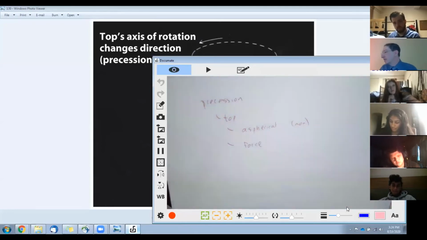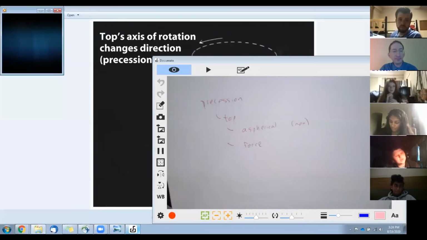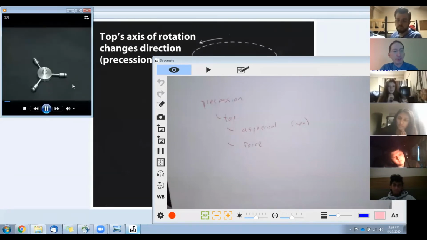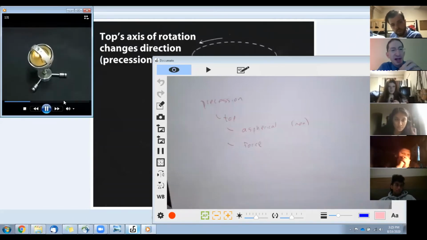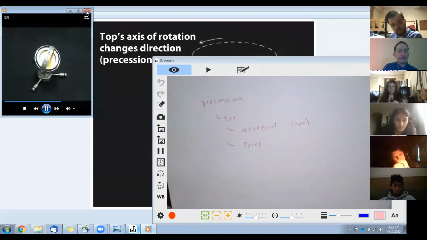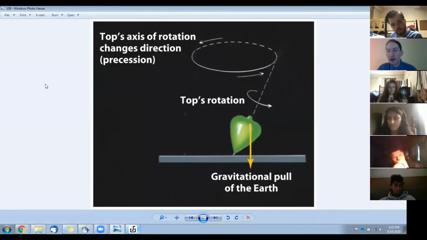I also have a little movie here of the top in case you didn't quite understand it from looking at it from the top of the top. It's the exact same model. So this is what I saw from the side, just spinning around like that. Okay, so that's how tops work.